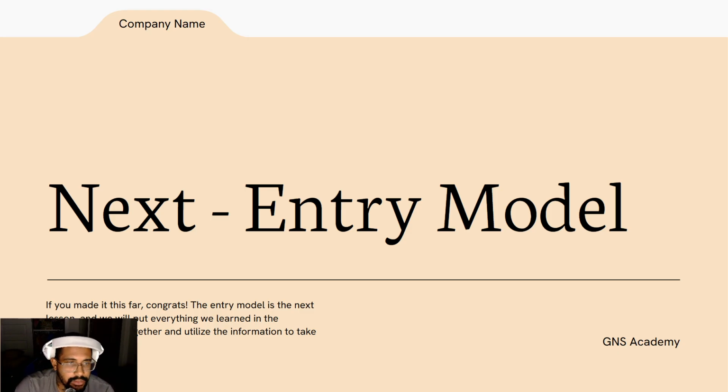Next is going to be the entry model. Okay, you made it very far. We're going to put everything that we learned together in the previous lessons. We're going to utilize everything that I've been talking about to take trades. We're going to build a story.